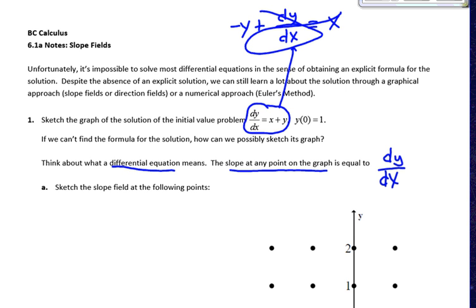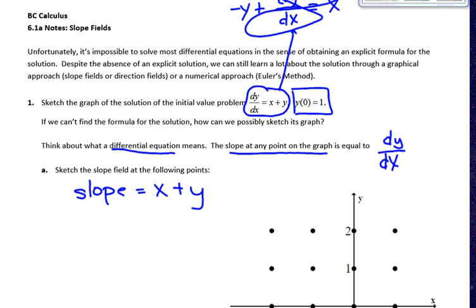And then what you can do is, if I knew my particular solution, that is, if I know that my solution does have the point (0, 1) on it, for instance, then you can sketch what the curve would look like, and you can make deductions from that curve. You can't get an exact equation or an exact graph, you can get an estimation of what it would look like. So if I have dy/dx equals x plus y, that means the slope at any point is going to be equal to the x coordinate plus the y coordinate.